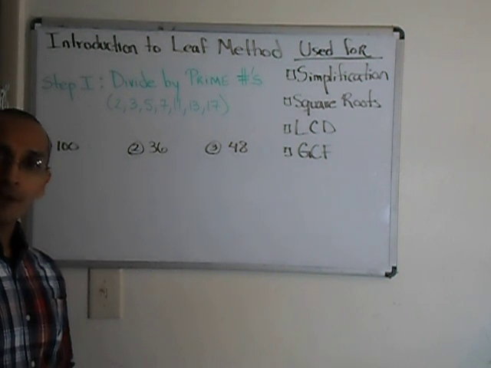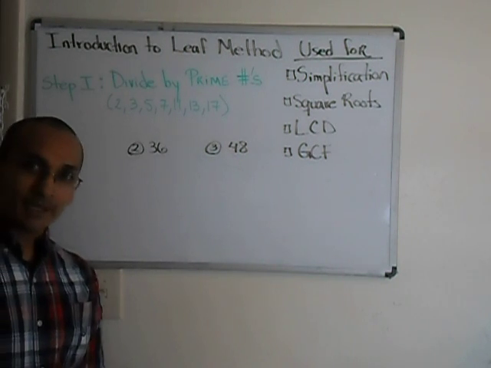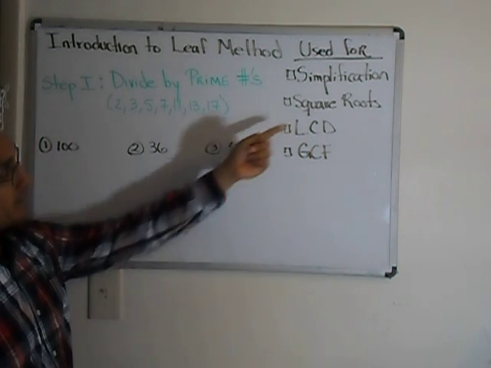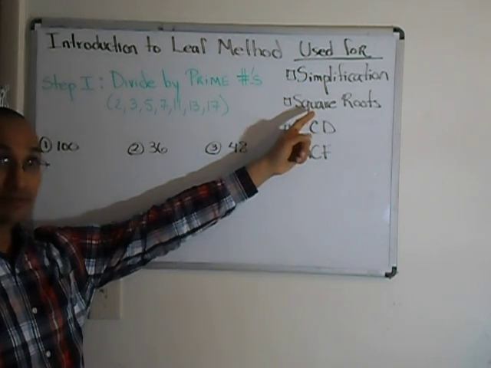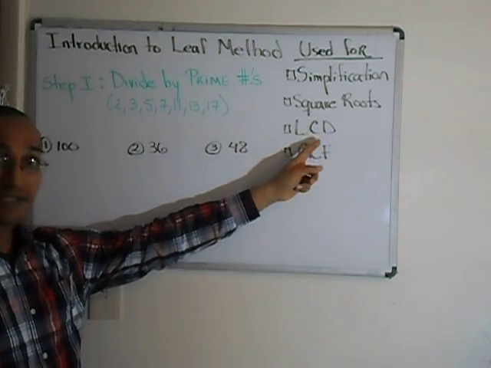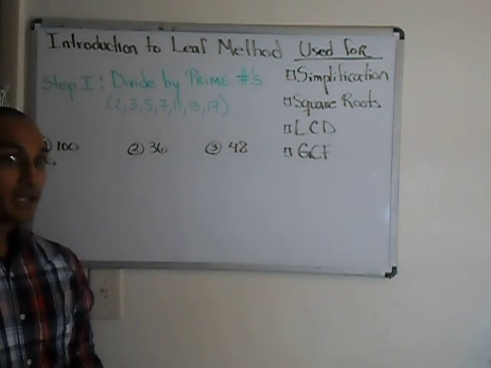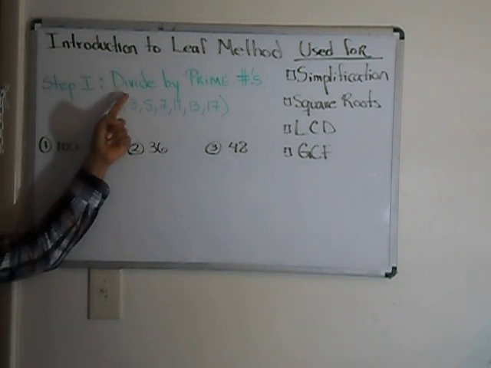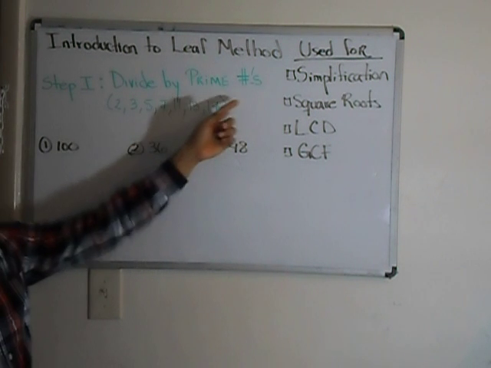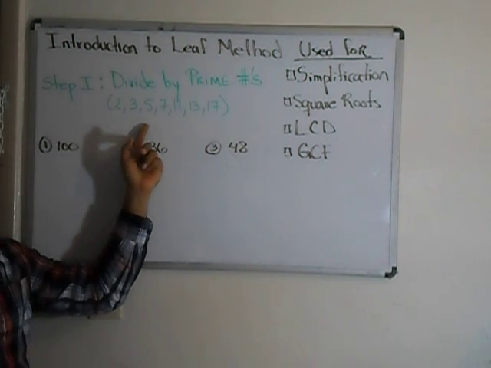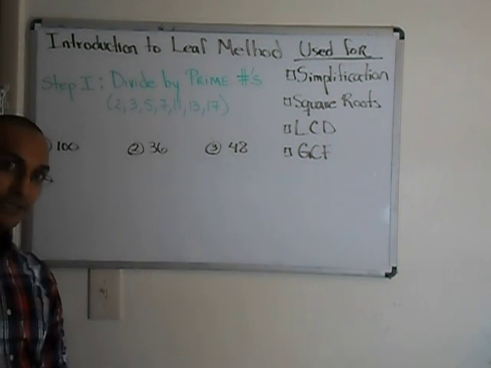Good afternoon, class. Today we're going to be covering the introduction to the leaf method. This is used to find ways to simplify numbers, to add, subtract, and simplify square roots, finding the least common denominator, and greatest common factor. Now, the first step is basically dividing the number that they give you by the prime numbers 2, 3, 5, 7, 11, 13, and 17.